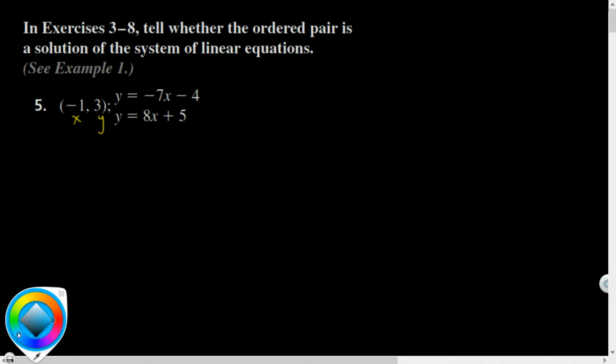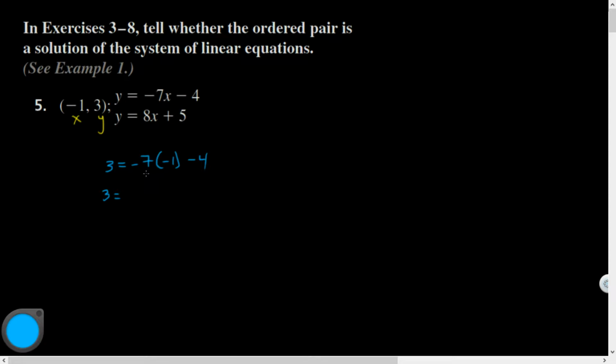And I'm going to do a check to see if it works in the first line. So I'm going to plug in 3 for Y. I'm going to plug in, let's see, -1 for X. And I'm just going to PEMDAS this. So I'm not allowed to use any algebra. I'm just doing order of operations. -7 times -1 is +7. And 7 minus 4 is 3. Cha-ching. It worked in the first equation. But that doesn't mean it's the solution.